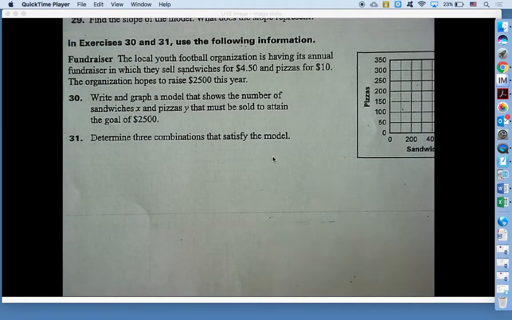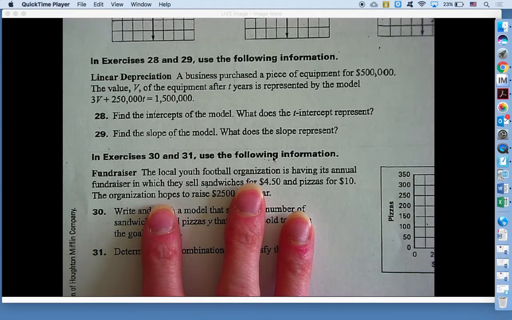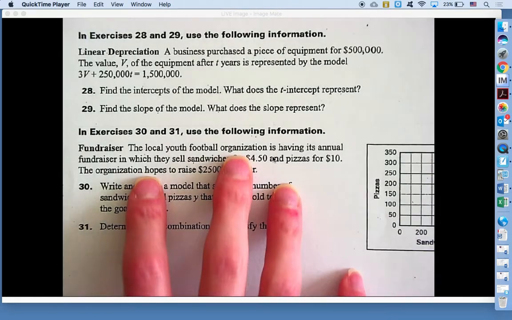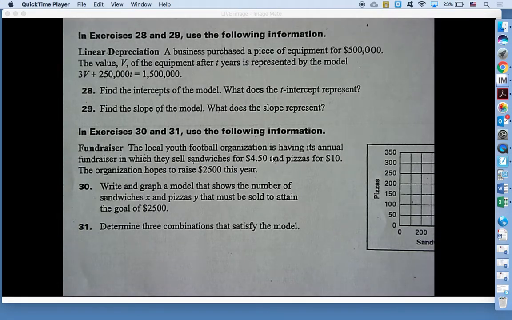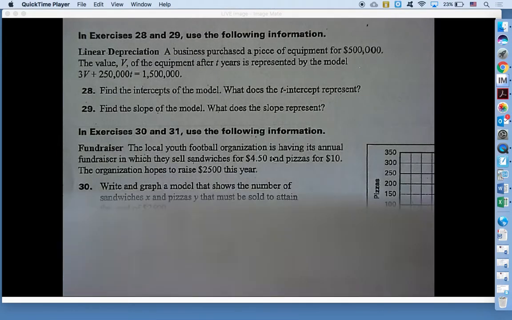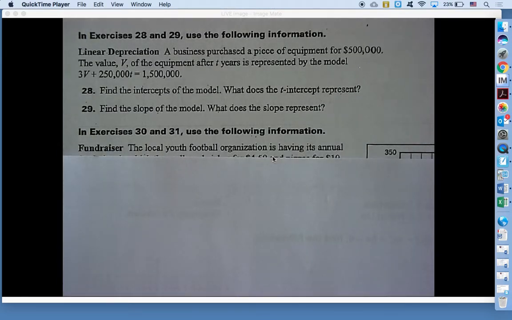The other problem I wanted to look at was the depreciation problem, because this one actually asks you to interpret what it means, what it represents. We're going to be doing a lot of that next week, trying to explain how math interprets into real life, real world situations. So if something depreciates, what's that mean? A business purchased a piece of equipment for $500,000. It says it's linear depreciation.